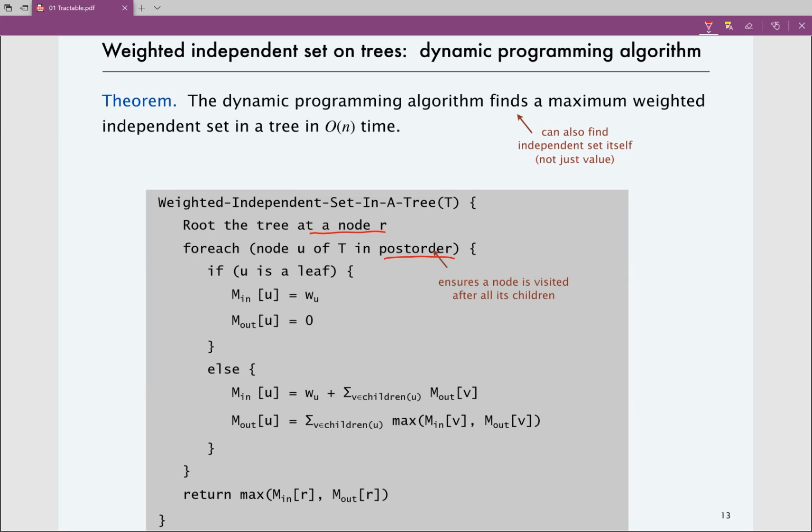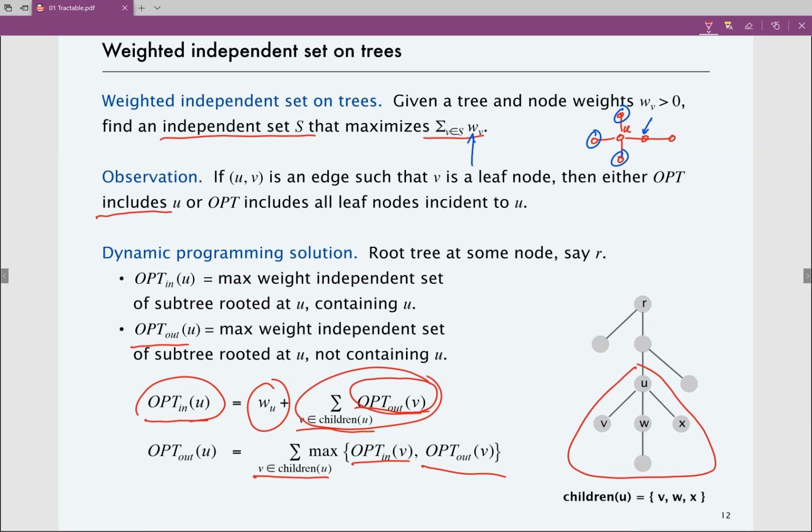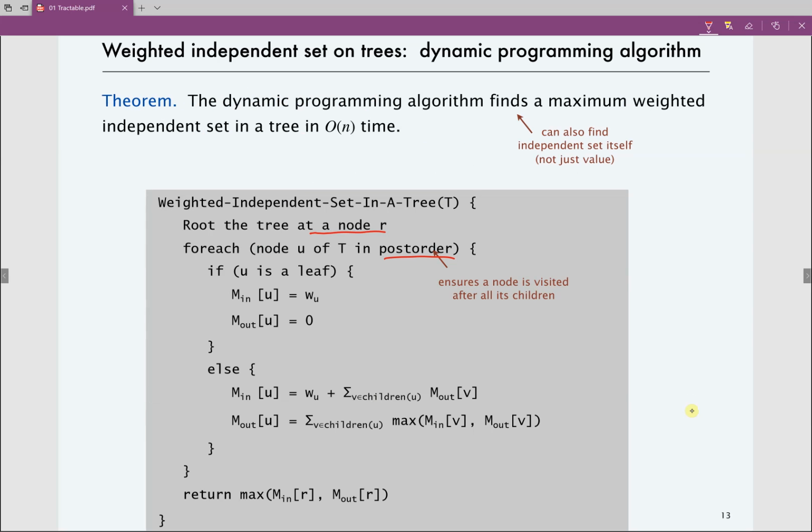In post order, the first nodes that we're going to consider are the leaves. As we're processing this, if we're at a leaf, we want to compute these opt-in and opt-out values. In this code over here, we're going to call these values m_in and m_out. Now if U is a leaf, then we're trying to form the maximum weight independent set on U, where U is a leaf. We have the rest of this graph over here, but U is going to be a leaf.